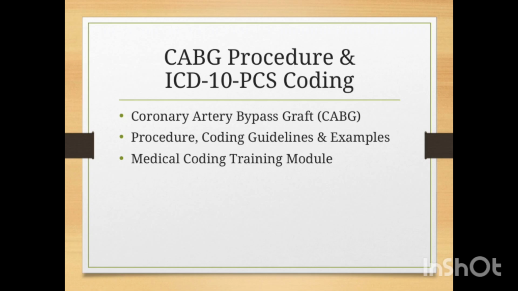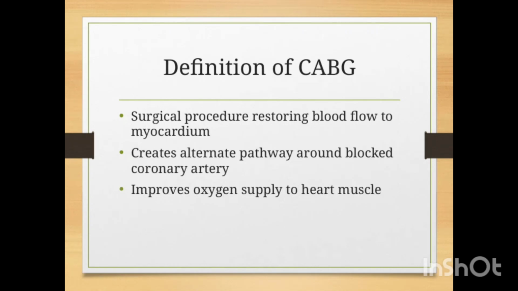Let's get started. Today, I want to talk about a surgical procedure that plays a crucial role in restoring blood flow to the heart muscle. Essentially, this procedure creates an alternate pathway around a blocked coronary artery, which helps bypass the obstruction and improve blood flow. By doing this, we can significantly enhance the oxygen supply to the heart muscle, which is vital for its proper function. This procedure is known as CABG, or coronary artery bypass grafting.